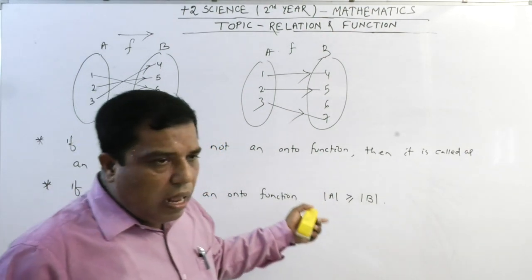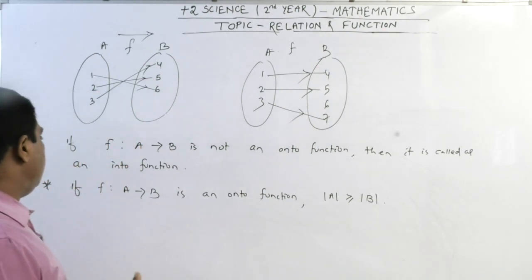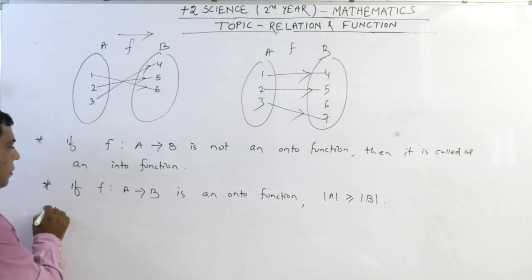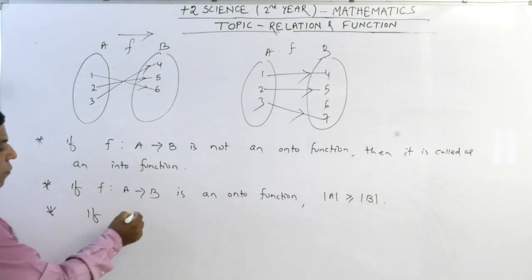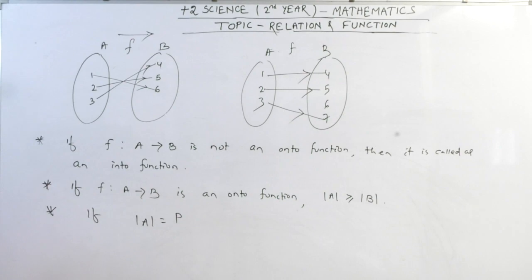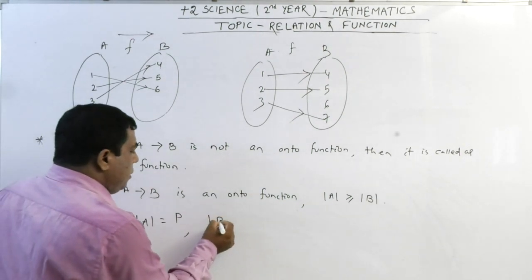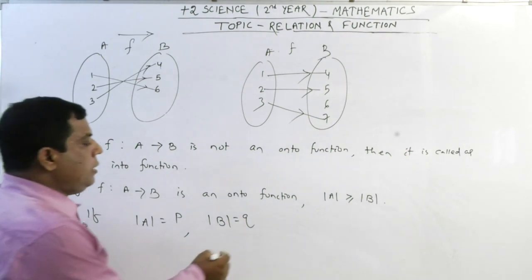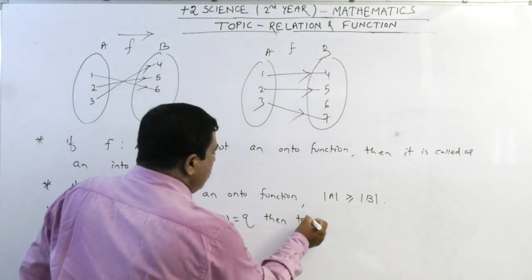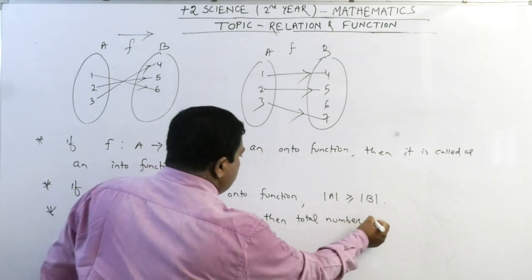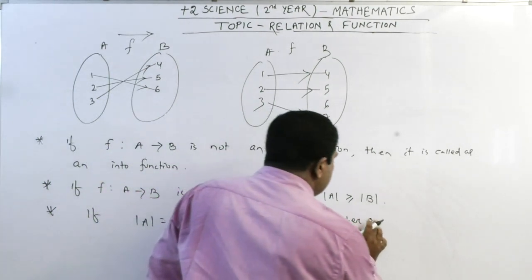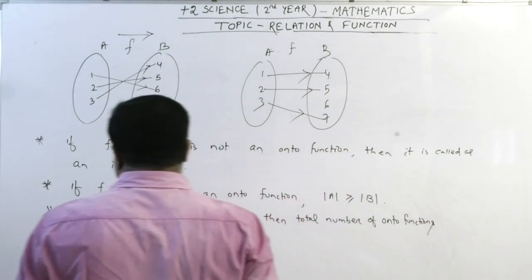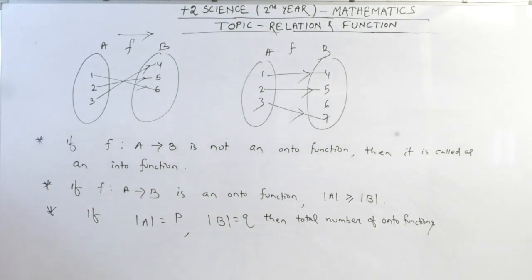Now we are going to find the total number of onto functions. The rule says, how to get the total number of onto functions? If cardinality of A equals P and cardinality of B equals Q, then the total number of onto functions.